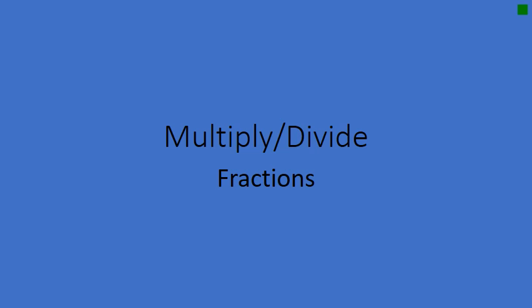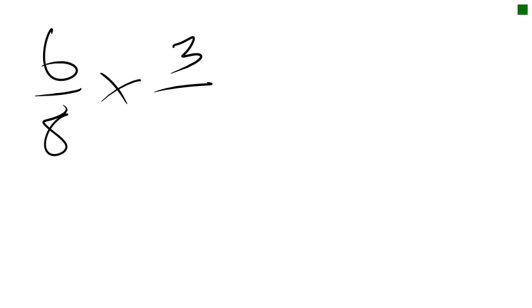Multiplying, dividing fractions. Let's get started. Alright, for our first one, we're just going to go with 6/8 times 3/10. Let's make it easy. Okay, so when you multiply fractions, you're going to go straight across.